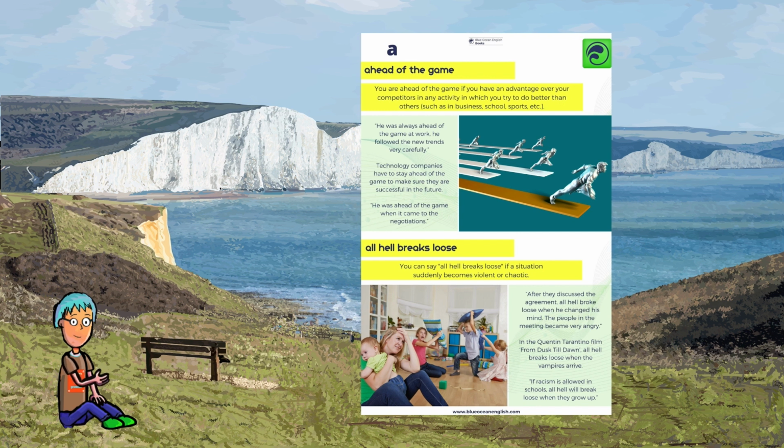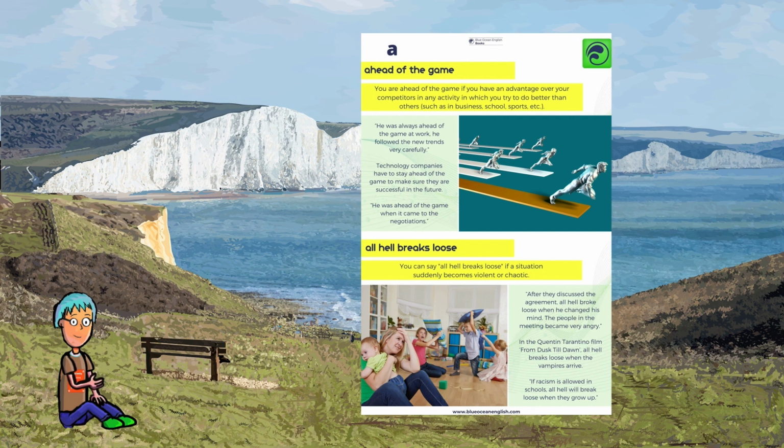And the third one, he was ahead of the game when it came to the negotiations. So what this means is he had maybe some extra information that gave him an advantage, or he was in a better position to be successful in the negotiations.